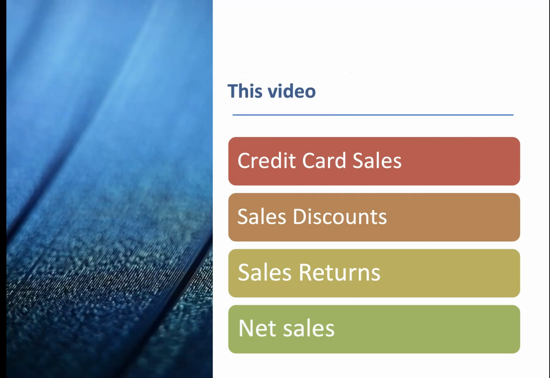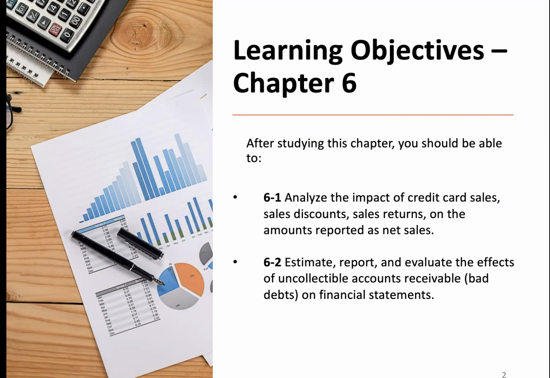Starting from this week, we are going to discuss Chapter 6. There are two key learning objectives for Chapter 6. The first one is the calculation of net sales, and the second one is the uncollectible accounts receivable, or what we call bad debts. Let's get started.